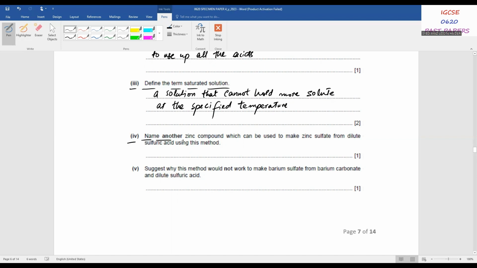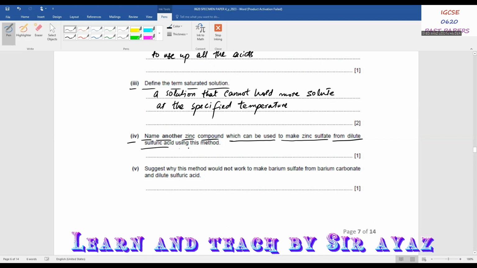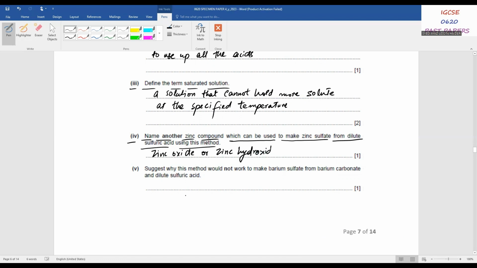Number 4, name another zinc compound which can be used to make zinc sulfate from dilute sulfuric acid using this method. Zinc oxide or zinc hydroxide. Remember, zinc oxide acts as amphoteric oxide. Number 5, suggest why this method would not work to make barium sulfate from barium carbonate and dilute sulfuric acid, because barium sulfate is insoluble. So we need soluble salt.